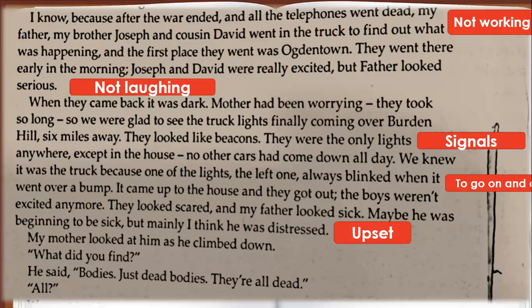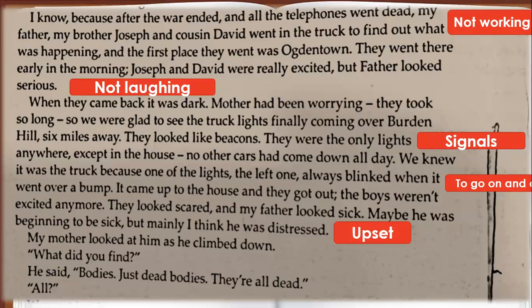And the first place they went was Ogden Town. As I told you, it was the first town they went to see what had happened. They went there early in the morning. They refers to her father, her brother Joseph, and her cousin David. They went there early in the morning.